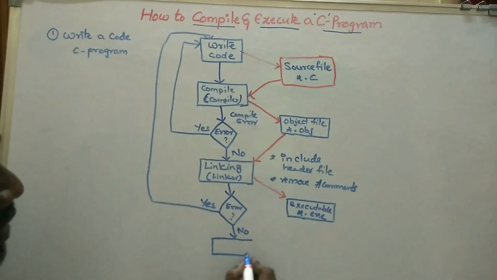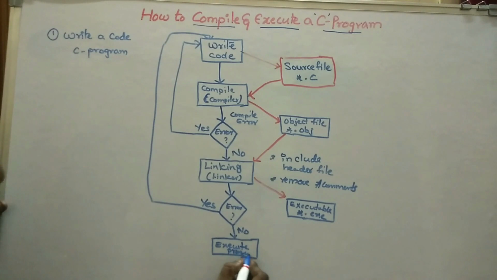Now here we have to execute the program. Which program do you have to execute? The .exe file we have to execute, right? Suppose in execution time, or in runtime also, if there is an error, there may be a chance to get an error. Same here also, same procedure.